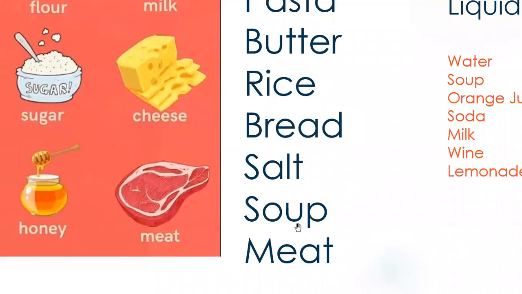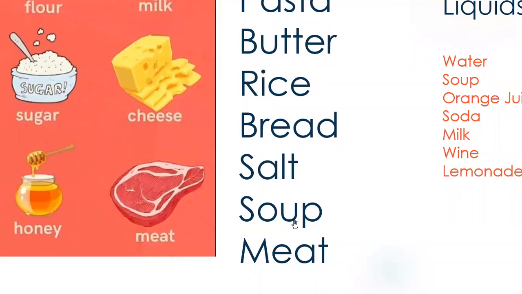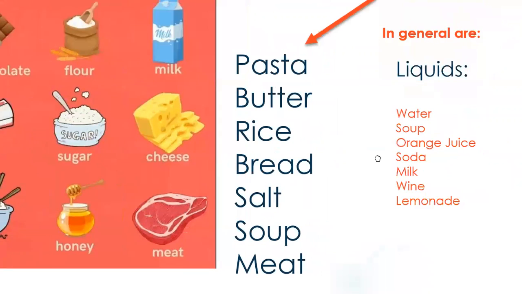Bread. Salt. Soap. Okay, it should be soup. Maruchan soup. Example. In meat. This one, the last one, meat. Okay.